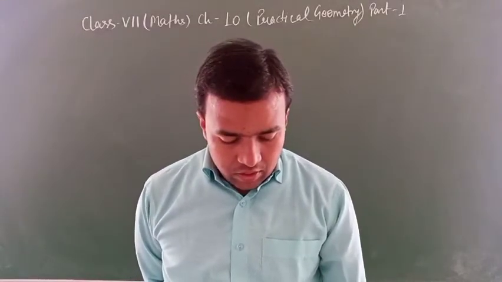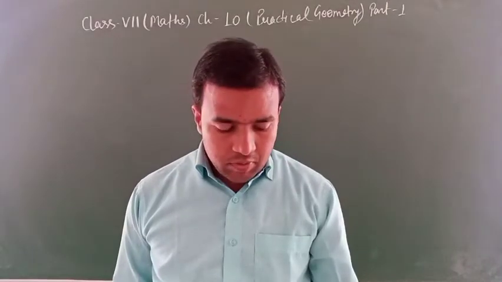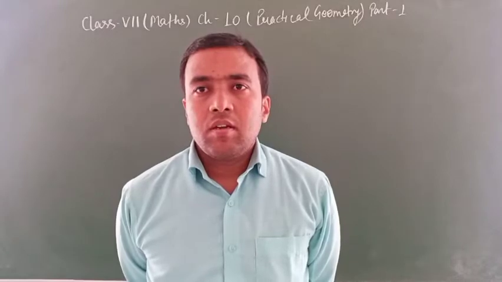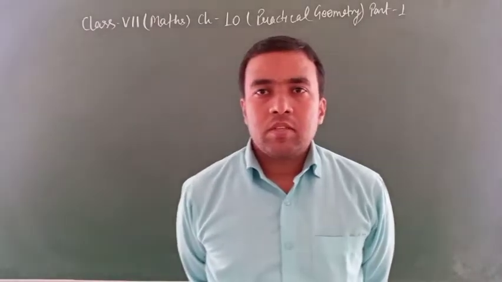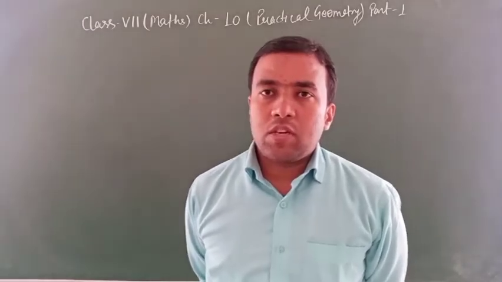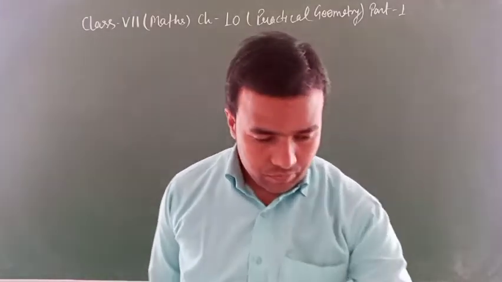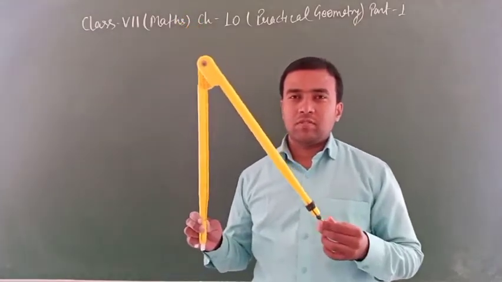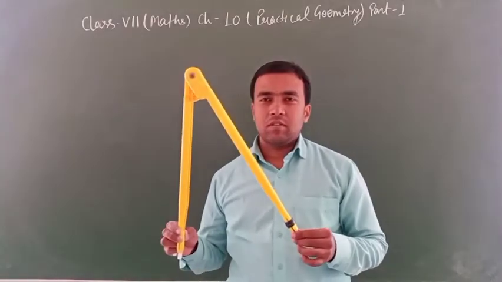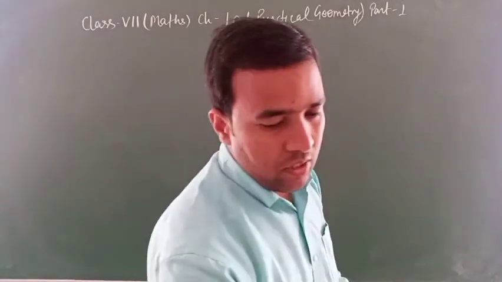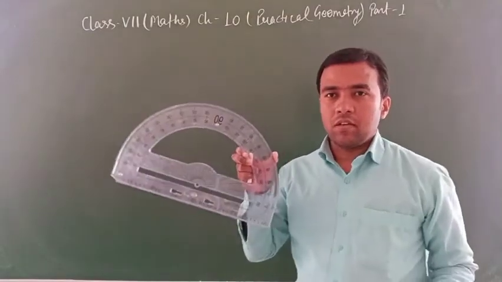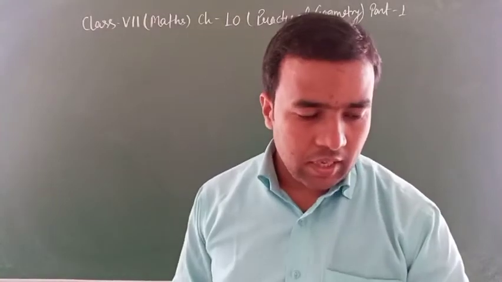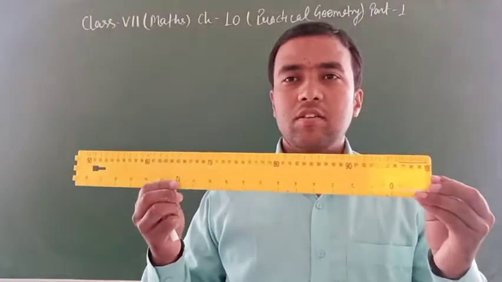In this chapter, we will learn how we can make a parallel line with the help of a compass, protractor. Clear? It is a compass. And it is a protractor. Okay? And it is a scale. Clear?